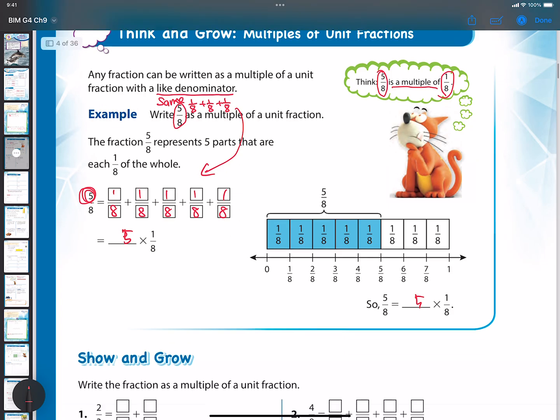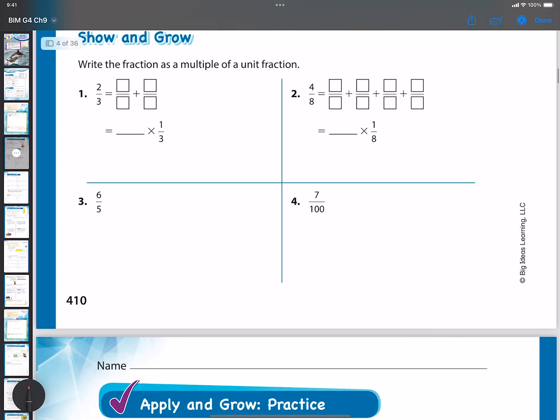Now write the fraction as a multiple of a unit fraction. How many times 1/3? Yes, 2 of them. How many unit fractions are repeating? 2 times. Make sense? Because repeated addition is multiplication. Multiplication is repeated addition. All right, how many times? 4 times 1/8. That's easy, right?